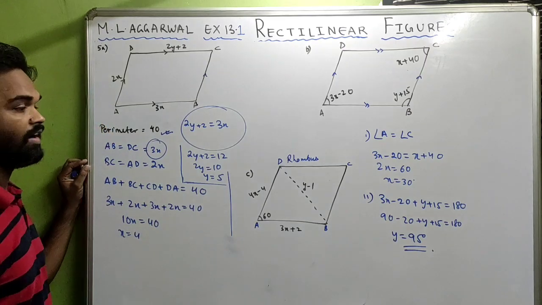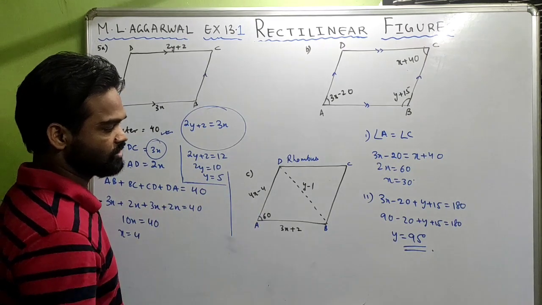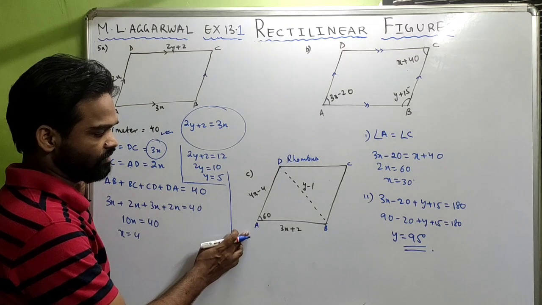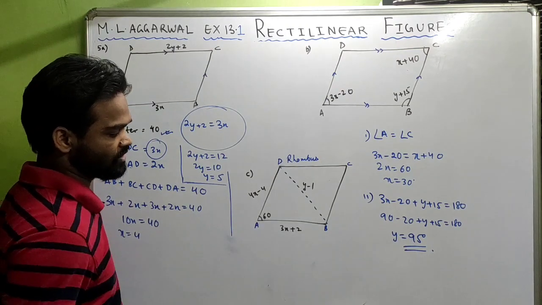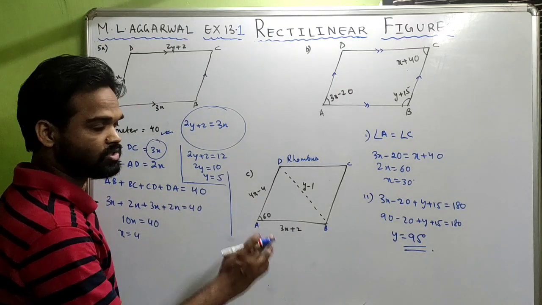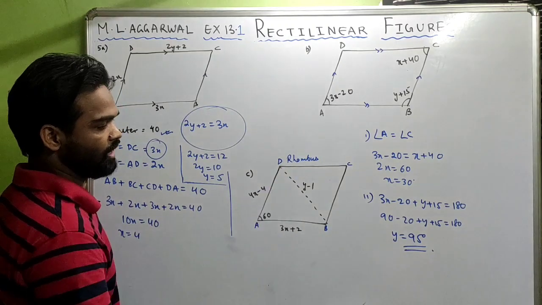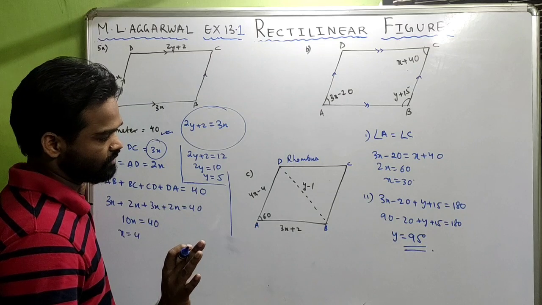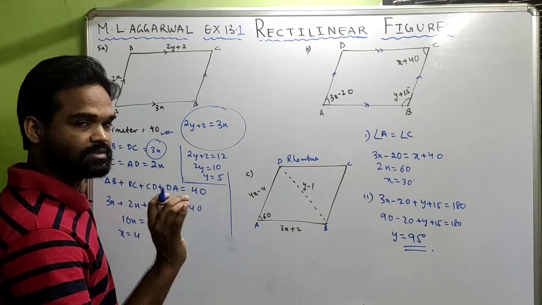Sum number 5 part C. It's a rhombus. ABCD is a rhombus. Angle A they have given as 60 degrees. AB the length is given as 3x plus 2. AD they have given the length as 4x minus 4. And BD as y minus 1. They've told us to find the value of x and y.